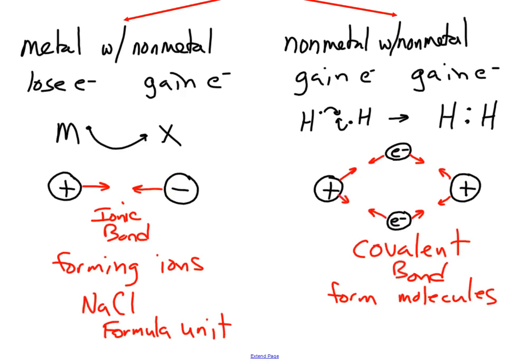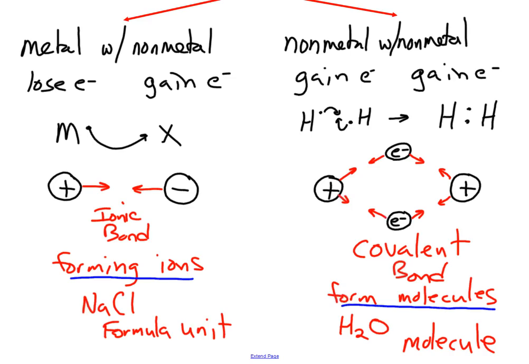So recall over here on the ionic side, the metal and nonmetal, we form ions. Over on this side, we're going to form molecules. And an example of this would be water. And here, H2O could be referred to as a molecule. And recall that over on the ionic side, we refer to that smallest formula of the ionic compound as a formula unit.